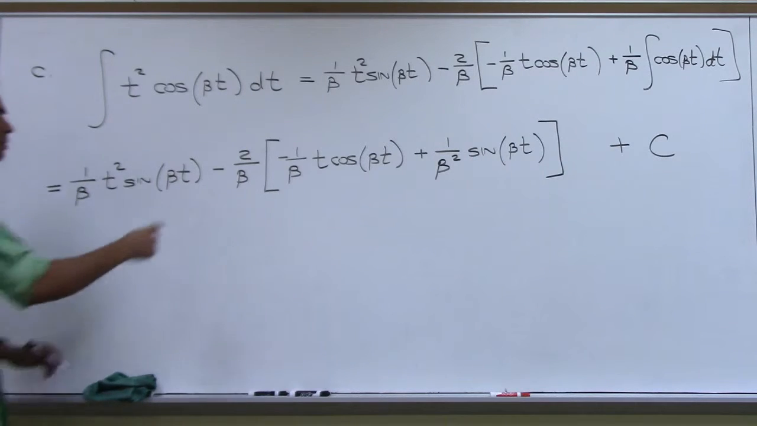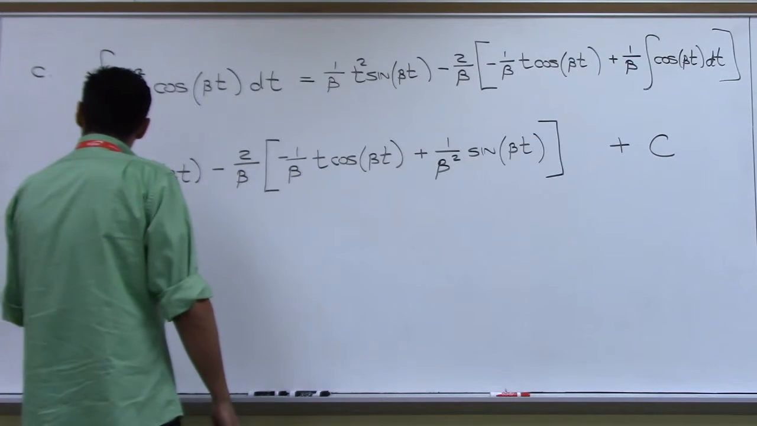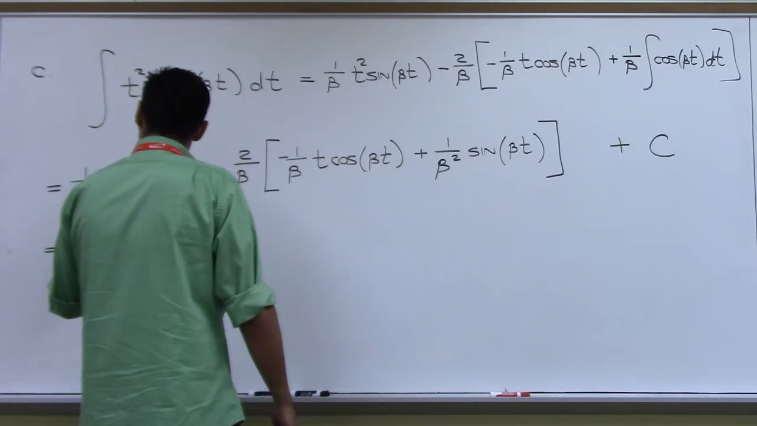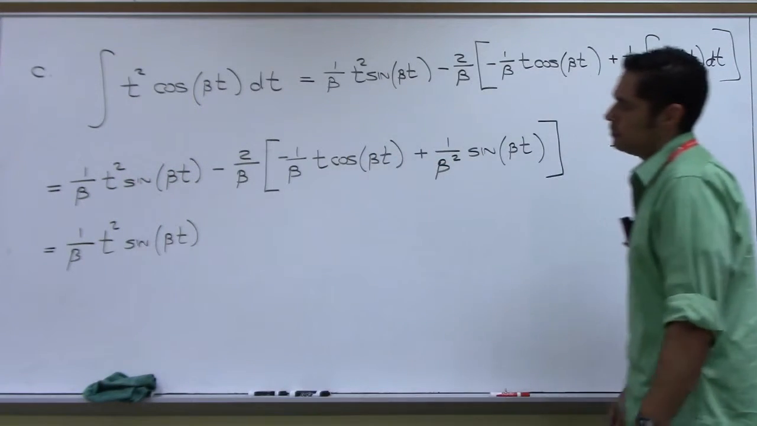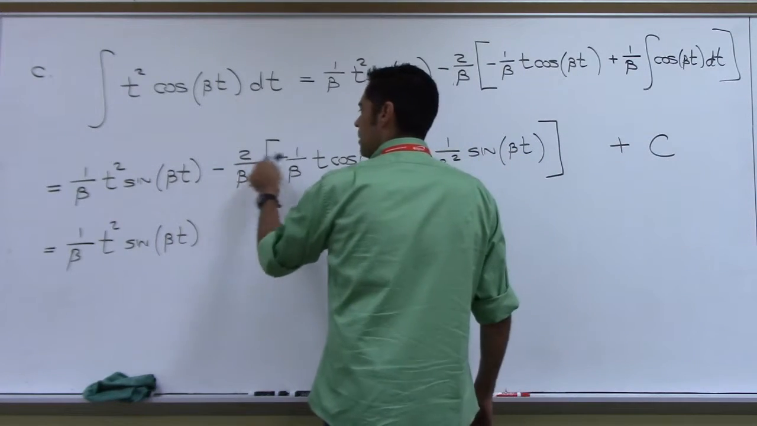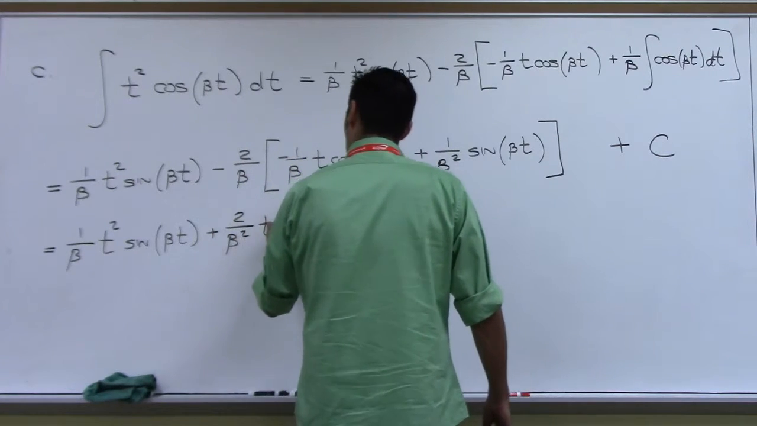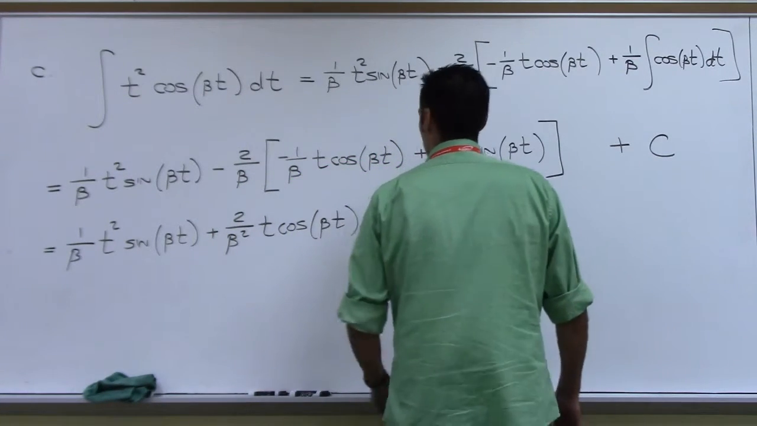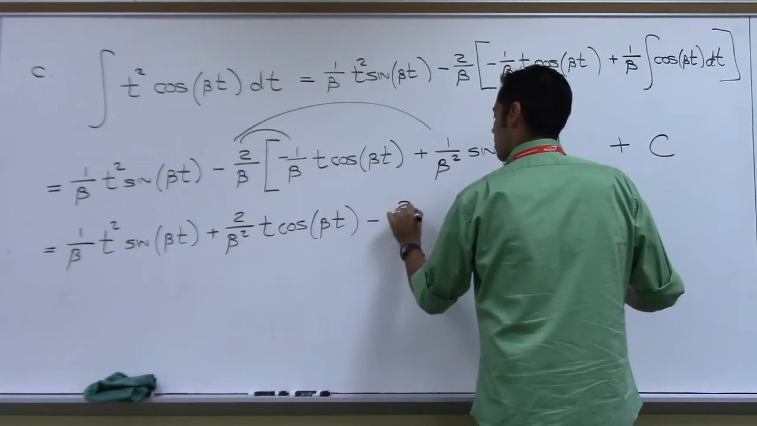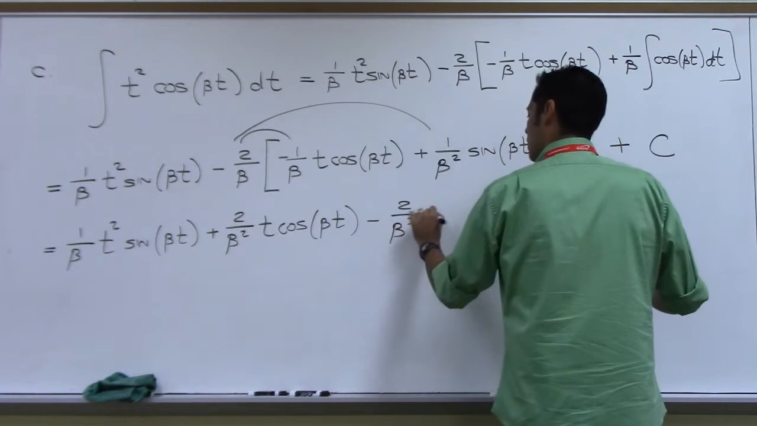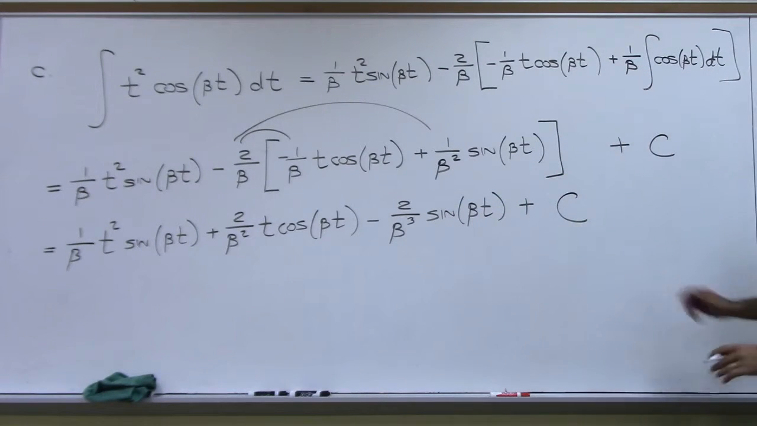I'm going to distribute this negative 2 over beta through, and I'll be done. 1 over beta t squared sine beta t. Then what? 2 over beta squared. It's going to be positive because negative times negative is positive. Positive 2 over beta squared t cosine beta t. And then I distribute here to here, negative 2 over beta cubed sine beta t plus a constant of integration.